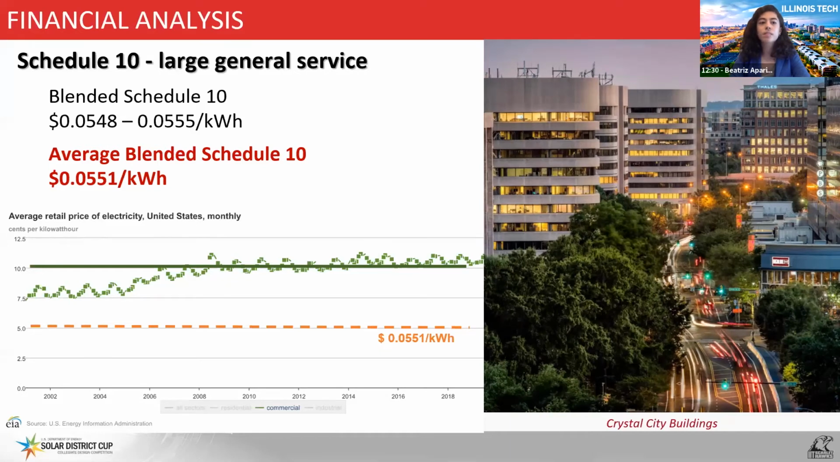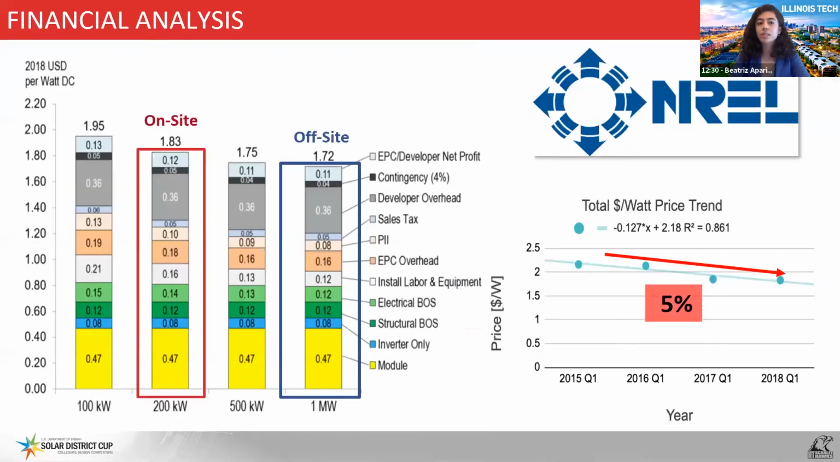Next. According to our PV system size, we picked $1.83 per watt as our commercial system cost for on-site solution, and for our off-site solution, even though we found references of floating PV data internationally, we didn't find any system of this size in the US, so we picked $1.72 per watt, which aligned with our system size. To see where the system cost was heading, we developed a trend line using historical data from NREL, and we observed a 5% annual decrease.